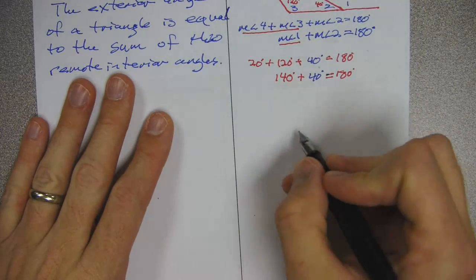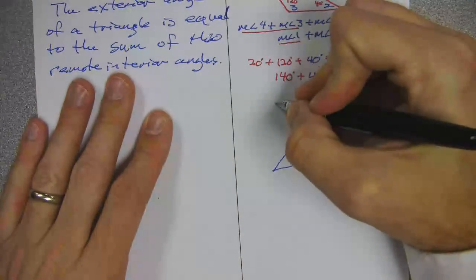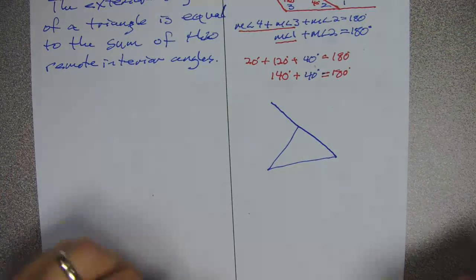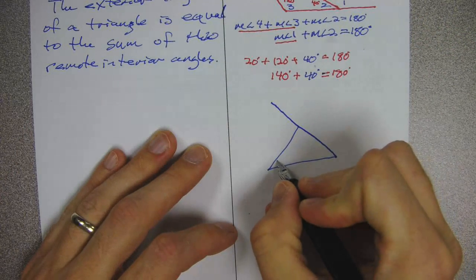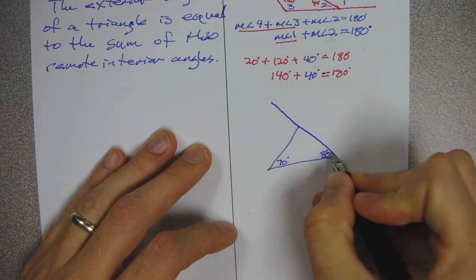Let's draw maybe a slightly different triangle this time. We'll do something maybe more like this. Maybe our exterior angle's up here this time. All right, so let's say, for example, that I know that this angle is 70 degrees. Maybe this angle is 80 degrees.